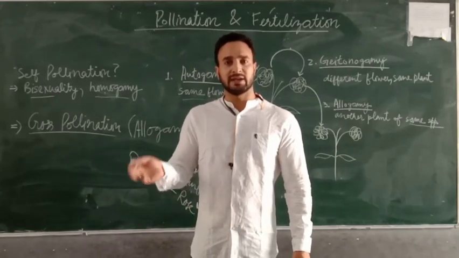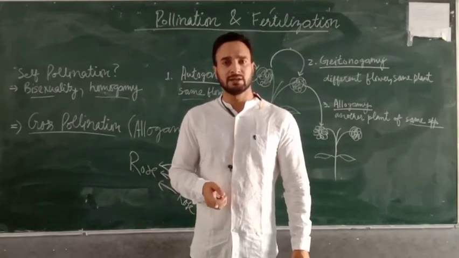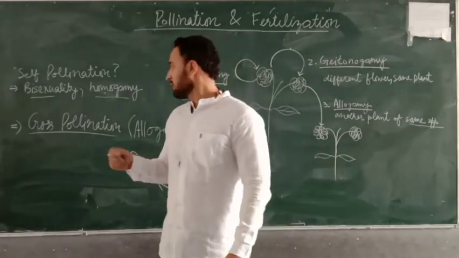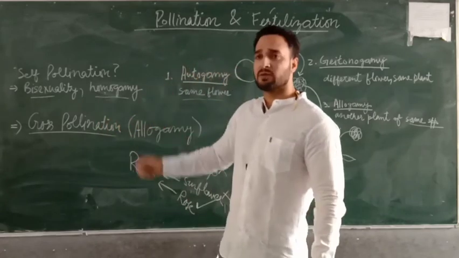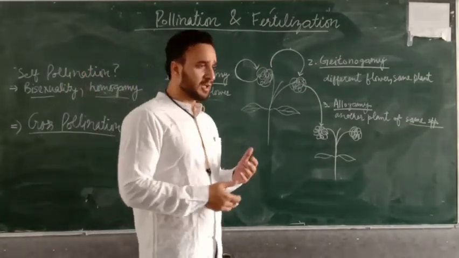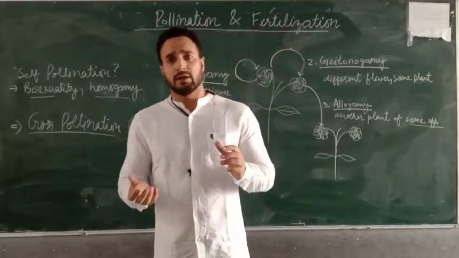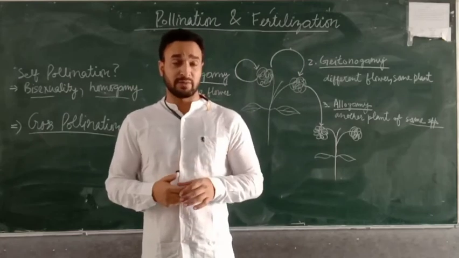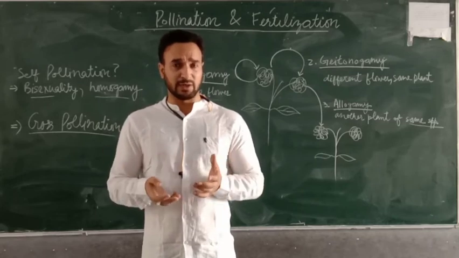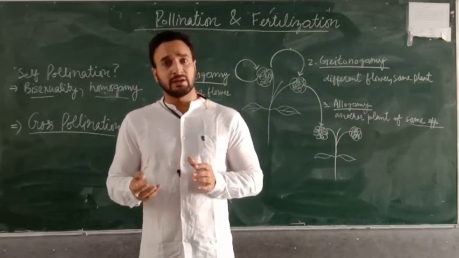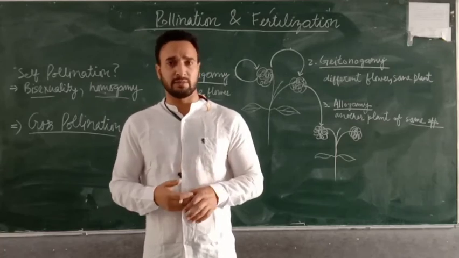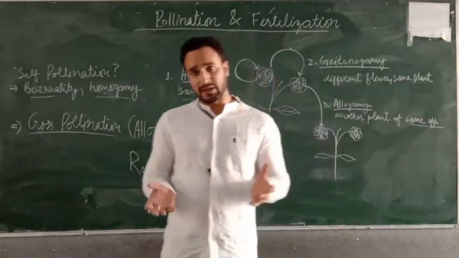Homogamy means anther and the stigma should mature at the same time. Understand? And number second, yes, there's one more condition for self-pollination. In some bisexual flowers, actually bisexual means both the male and female parts, that's anther and stigma, are present in the same flower. The male and the female parts are present in the same flower. That's the bisexual flowers. So what happens in some bisexual flowers?